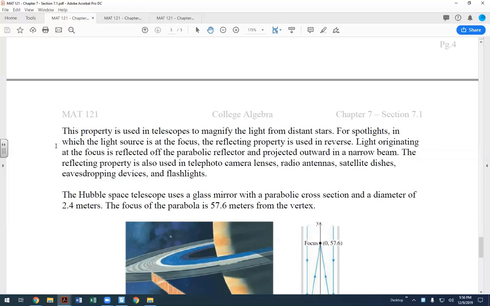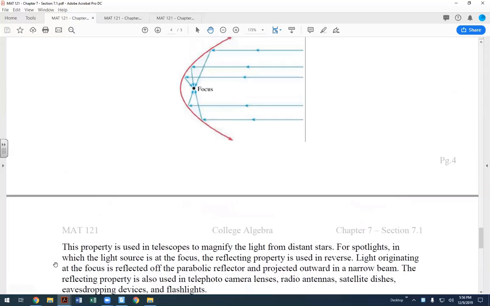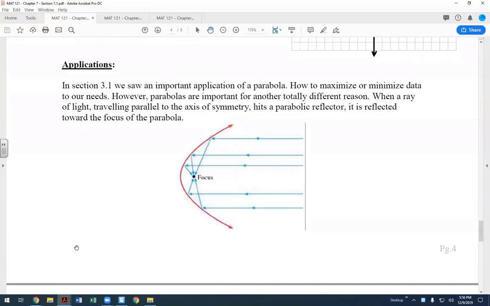Same idea with the flashlight. Where is that little bulb on a flashlight? It's right at where the focus should be, because the idea is, if this is a spotlight or a flashlight, this is my light source right here at the focus. So in this case, the arrows would be going in the opposite direction. So from here, our light would be hitting this parabolic surface, and it's going to get reflected out.